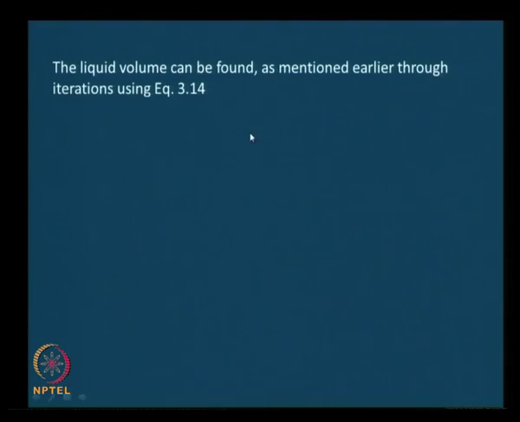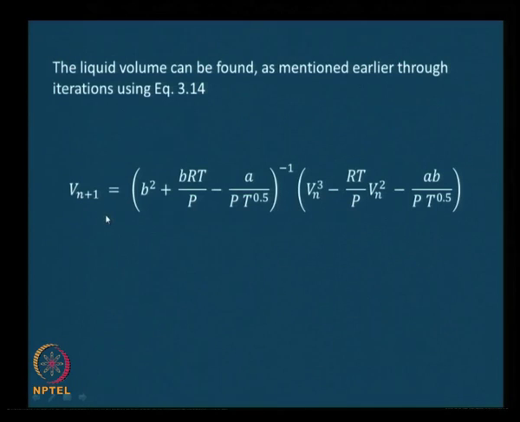The third part was to find out the liquid volume. This again, the liquid volume, we needed to use another formulation to avoid the dropping off of the second term, because you had a V minus B term earlier, if you recall that. You can go back and check why we had used a different polynomial formulation for this set of iterations. Vn plus 1 equals b squared plus b RT by P minus a by P T power 0.5, the inverse of this into Vn cubed minus RT by P Vn squared minus ab P T power 0.5.